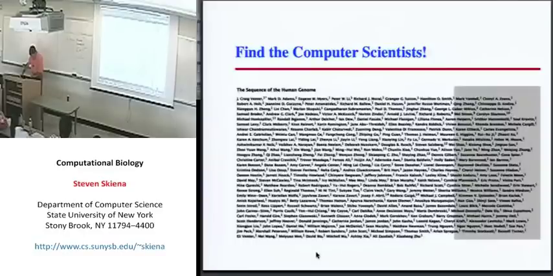Who do we know? Arthur Delcher is a computer scientist. He's a computer scientist. She's a computer scientist. Where else are the computer scientists? Are there more computer scientists?